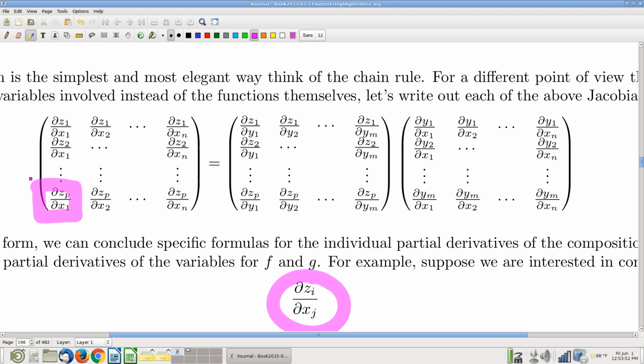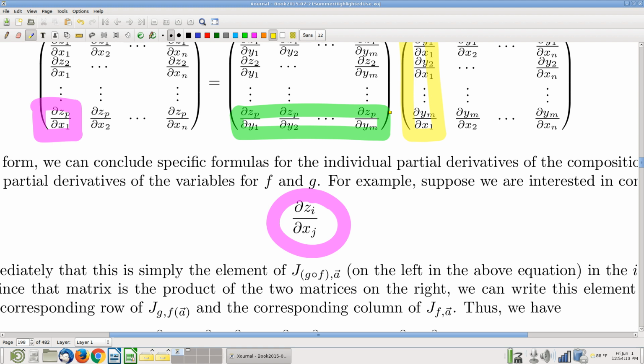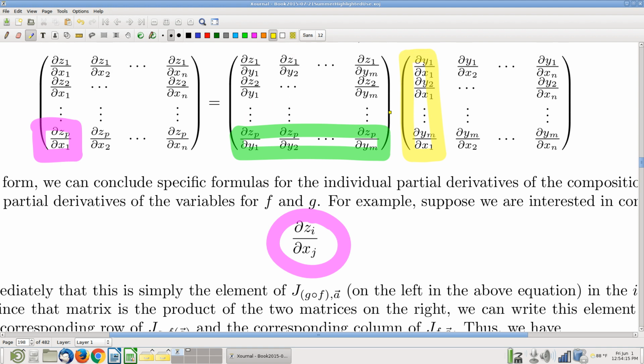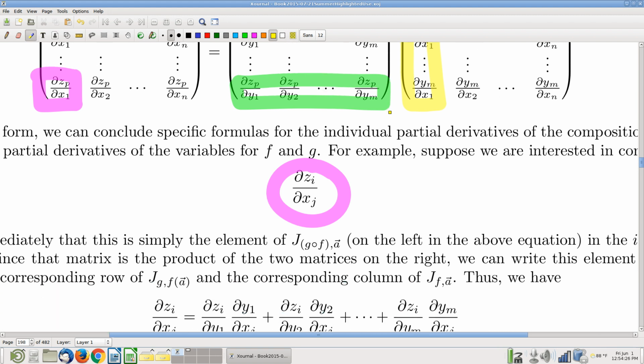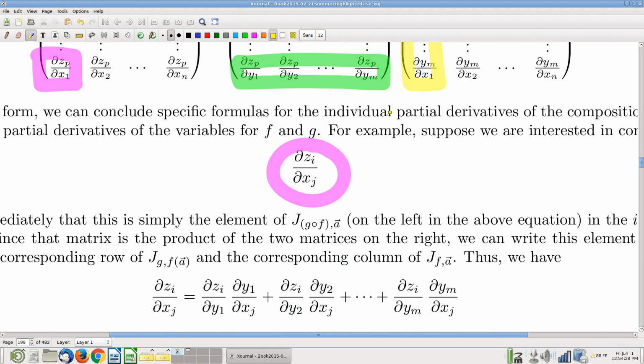So a convenient alternative is to say, well, I could take the appropriate row of the left matrix, the appropriate column of the right matrix, and just do that one multiplication, that one dot product to get that one element. And notice that gives me a pretty simple formula to write down. I'm going to have to take the dot product of these partial derivatives in green with these partial derivatives in yellow, and writing that all down, I get this.